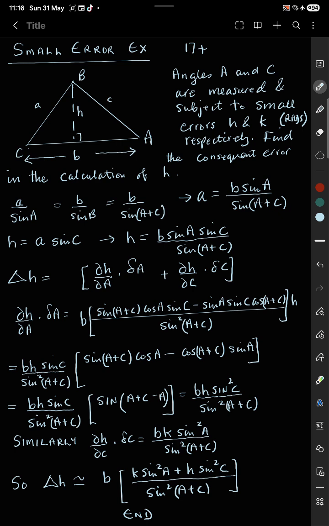And in similar fashion, the second of those terms, partial dH/dC times delta C, will equal b k sin squared A over sin squared(A plus C). And so the error in H will be approximately equal to b bracket k sin squared A plus h sin squared C over sin squared(A plus C). And that does it. Thanks very much for listening.